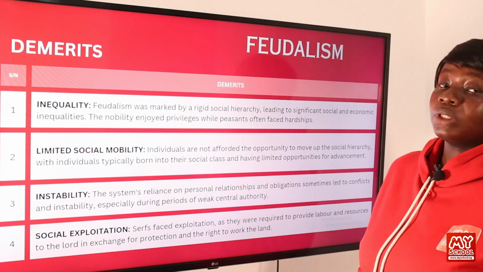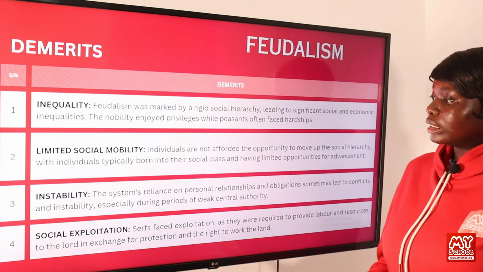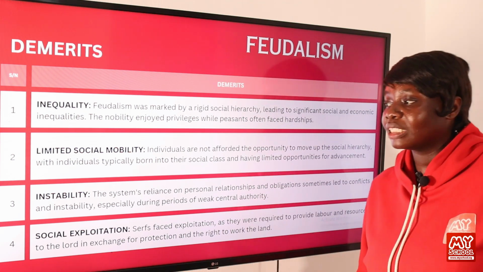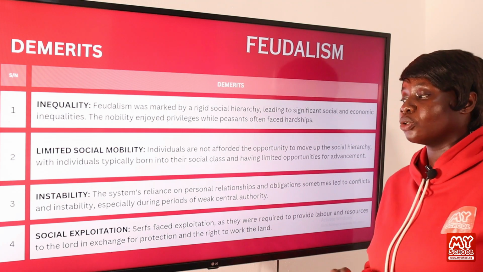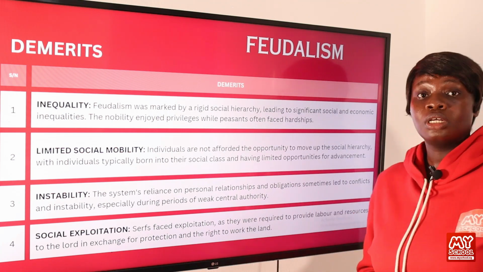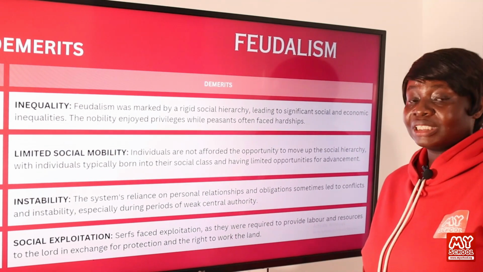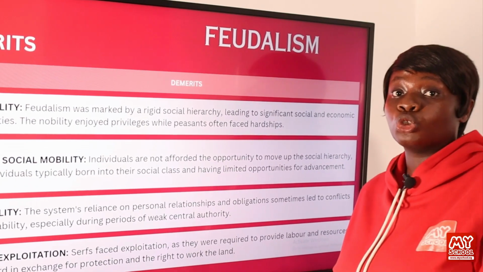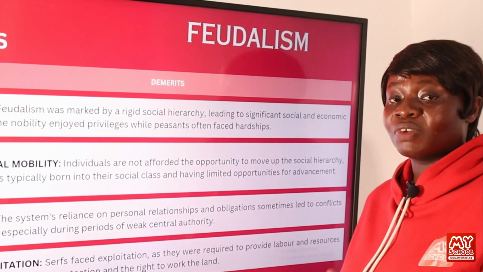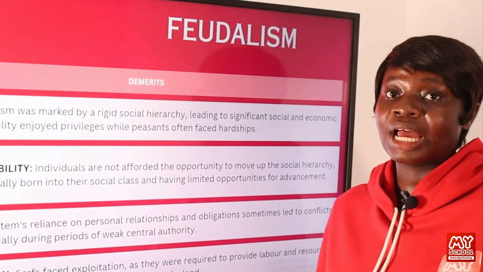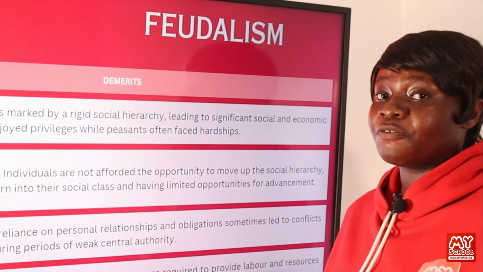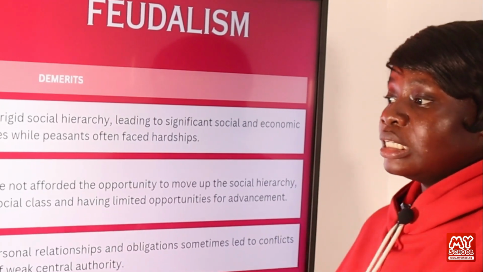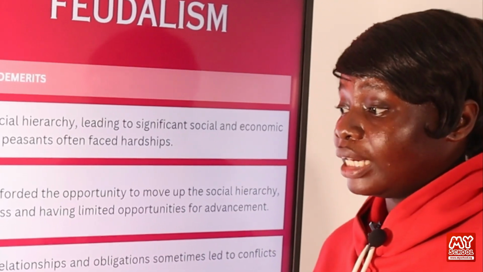And that demerit of feudalism is instability. The system's reliance on personal relationships and obligation sometimes led to conflict and instability, especially during periods of weak central authority. Since there's a weak central authority and anybody can do what they choose to do, sometimes people can choose not to be loyal. And in spite of getting favor from someone higher above, you may choose to repay that favor with something bad. As a result of that, it can lead to instability within the society.